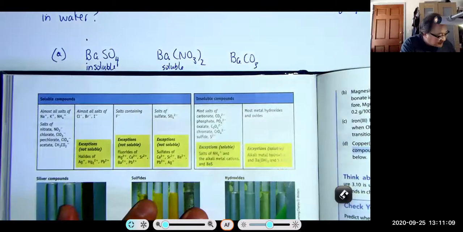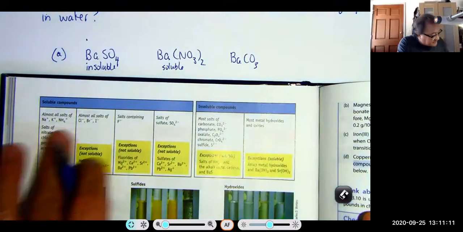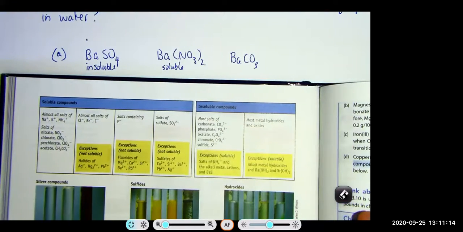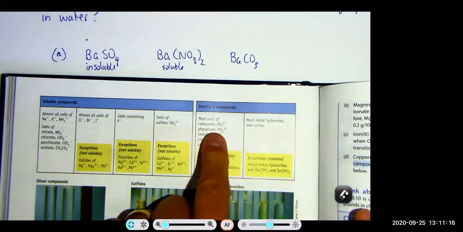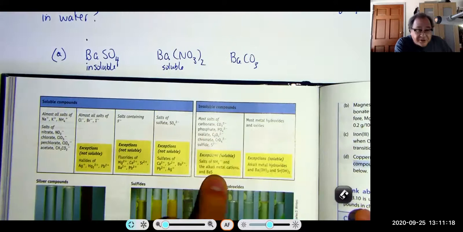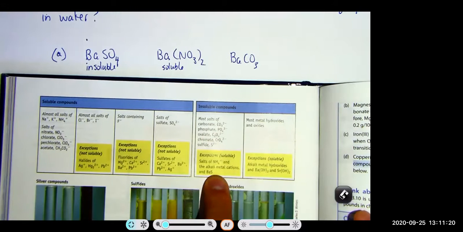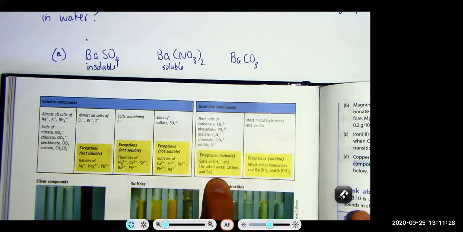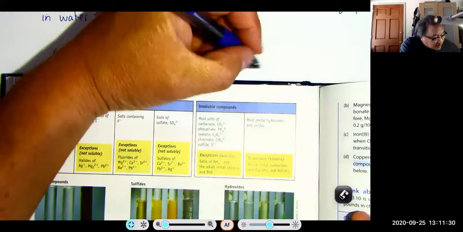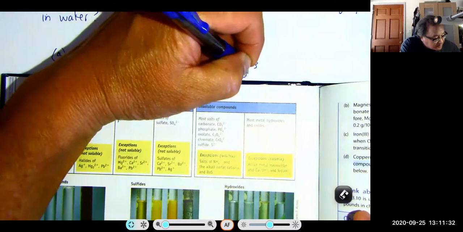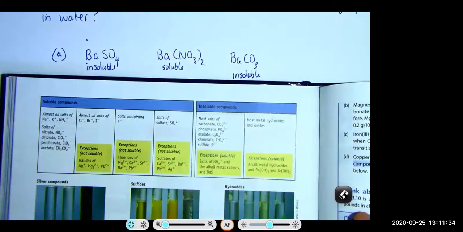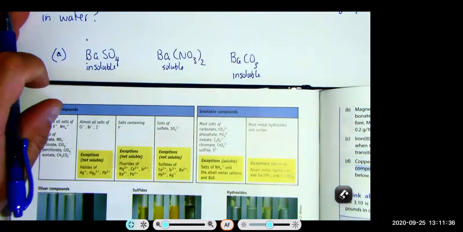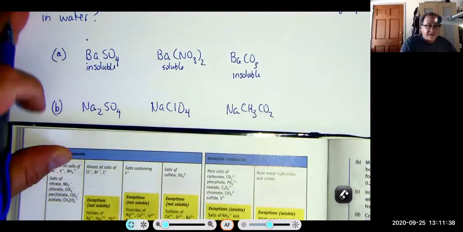How about carbonates? Do you see any rules for carbonates? Yeah, it's over in the insoluble. Well, there's exceptions. Are there any exceptions here that match what we have? Oh, no. Nope. So yeah, insoluble. Okay, and that's how we use this chart. Now let's go down to this next one.